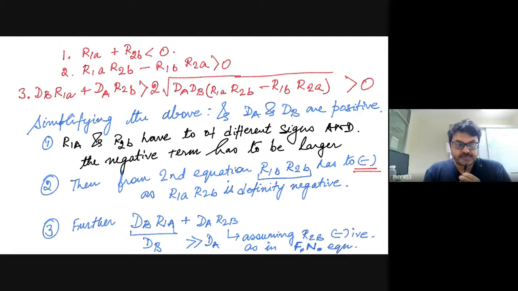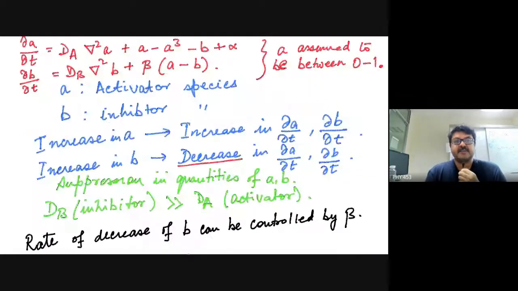Moreover, for this condition to be greater than zero, and since we know in our case R2B is negative, we know that the diffusion constant of B has to be greater than the diffusion constant of A, right? So these were the conditions which we had derived from the last class.